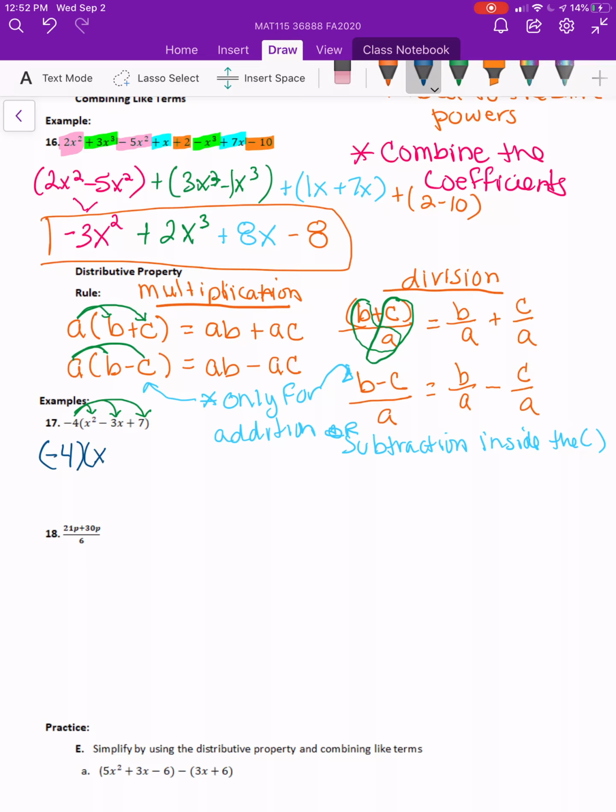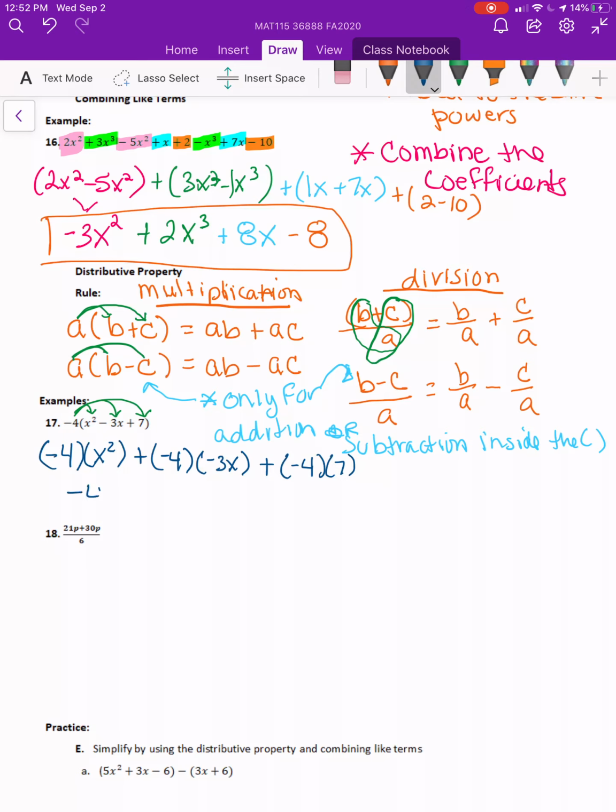First I'm going to multiply it by the x squared. And then I'm going to take the -4 and multiply it by the -3x. Then I'm going to take that -4 and multiply it by the 7. So I combine them using just all straight addition, and then I'll deal with the negative signs now. Remember, we can't have parentheses, so I just introduced a whole bunch of parentheses. Let's get rid of those by just multiplying.